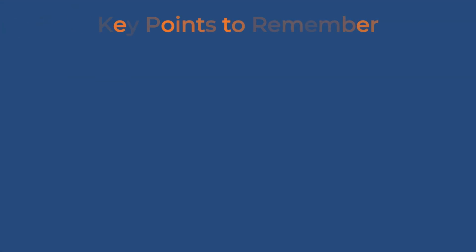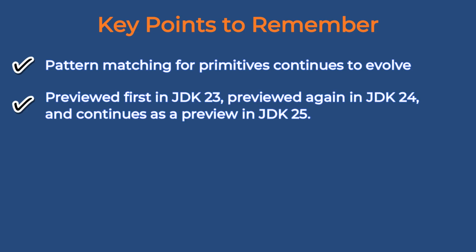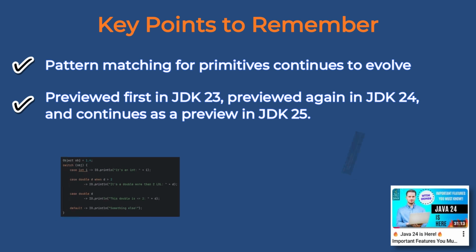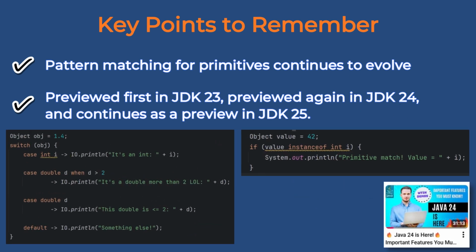So what is the key takeaway with Java 25? Pattern matching for primitives continues to evolve, now in its third preview and almost ready to go stable. I have already covered it with demos and examples in my Java 24 review video, so do check that one out if you want to see it in action.